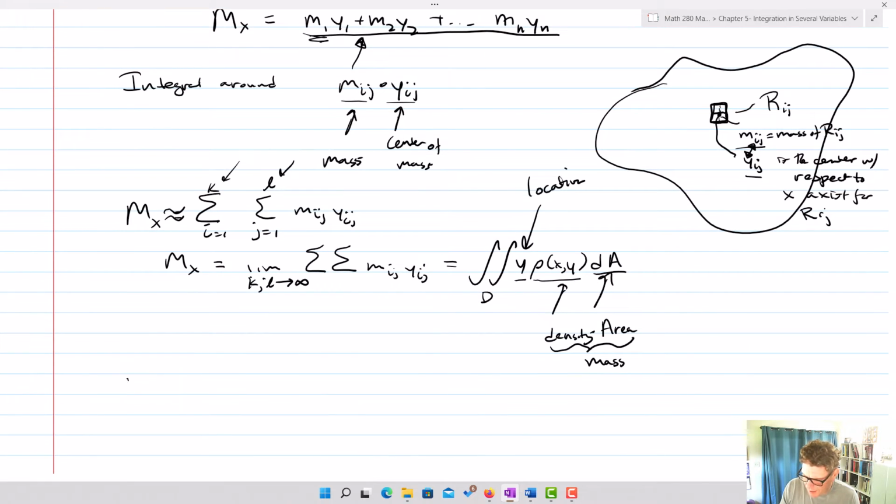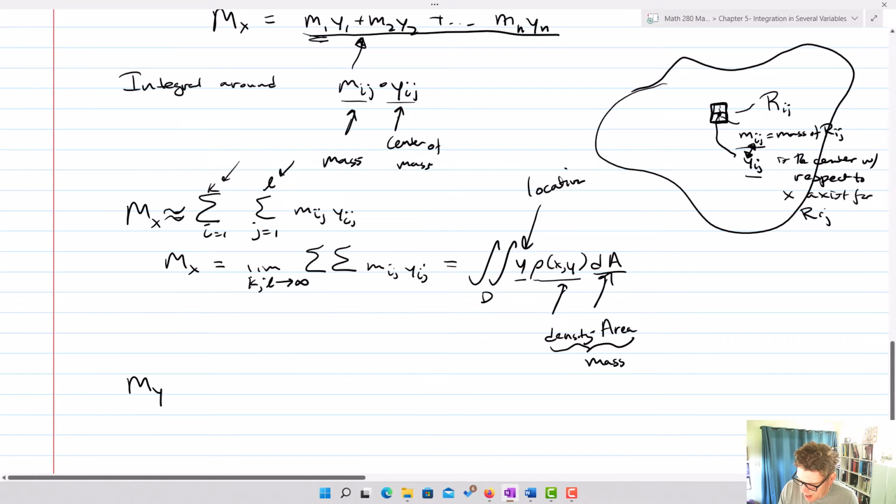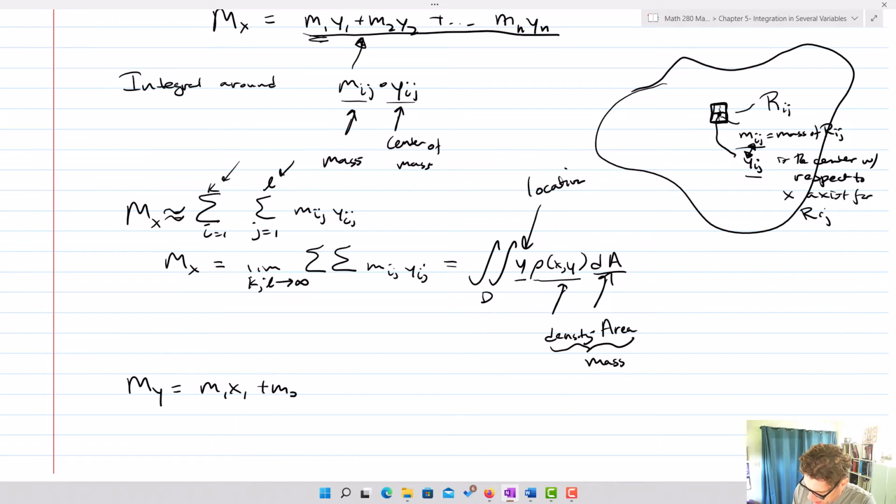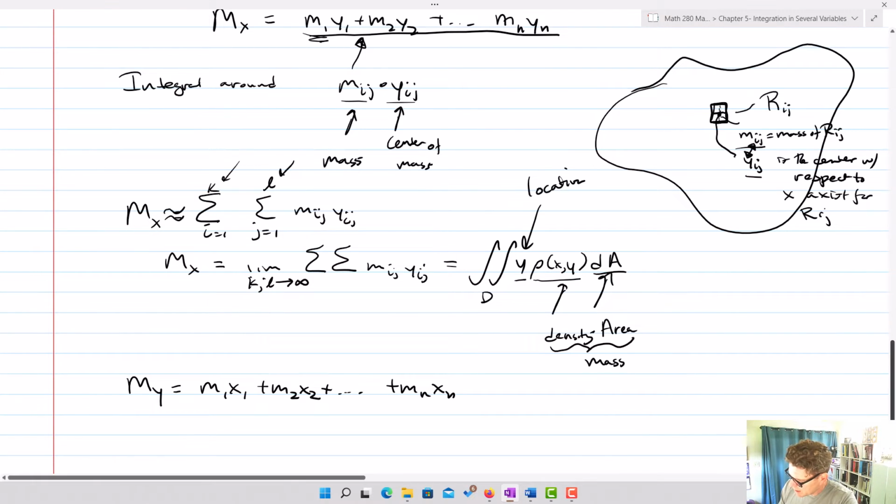Now let's look at My. If you remember, if we look at it for discrete points, My is going to be m1 x1 plus m2 x2 plus dot dot dot plus mn xn. We multiply the masses times the location, mass times the location, and add them all together, just like we did before.